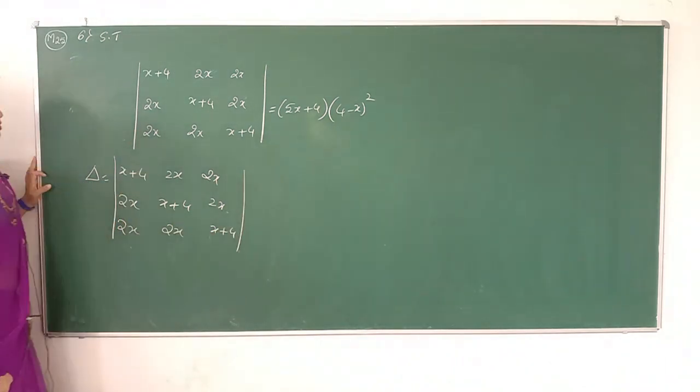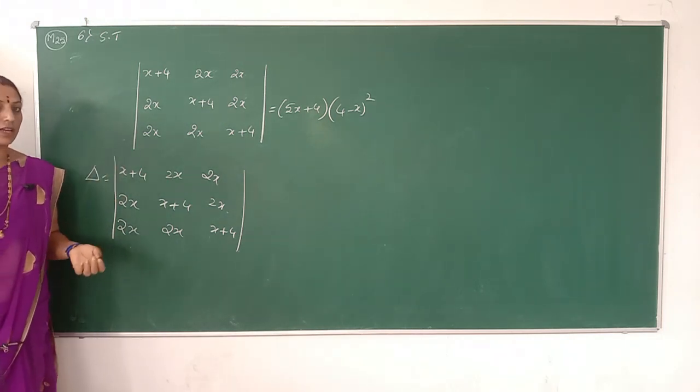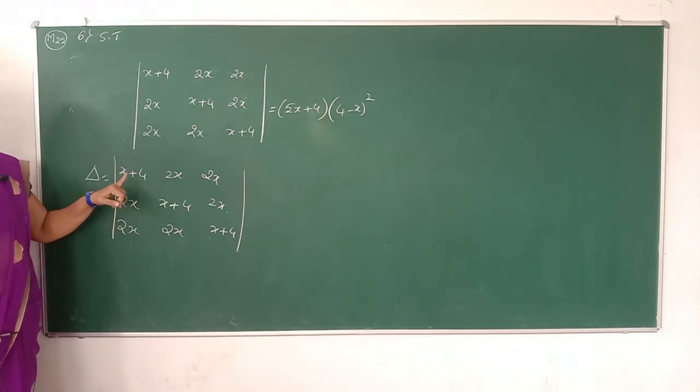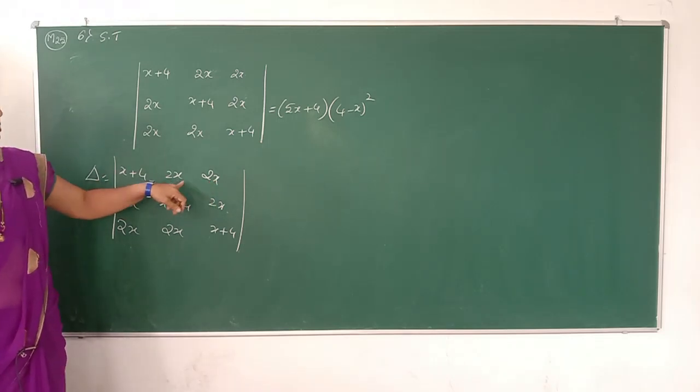Now first we'll observe whether there is any common factor from the elements of any row or any column. In the first row, x plus 4, 2x, 2x.